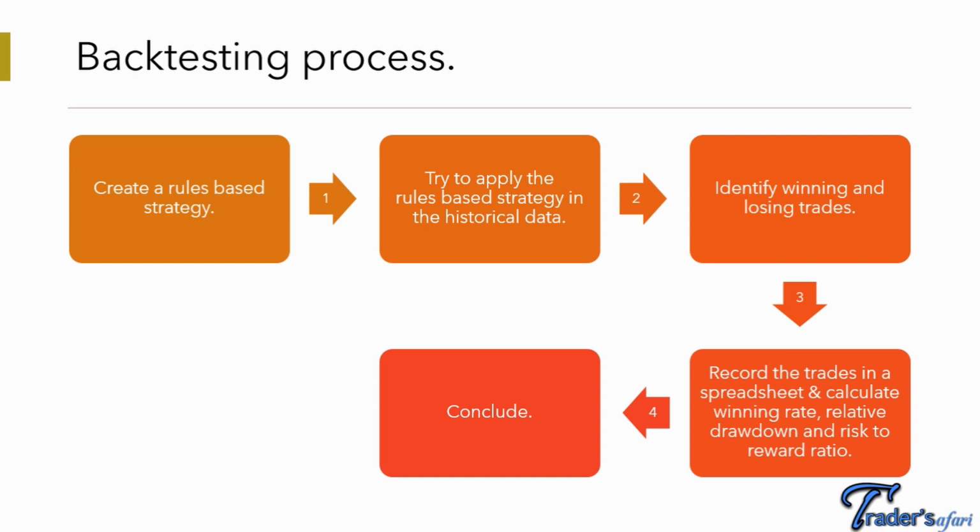Record the trades in a spreadsheet and calculate winning rates, relative drawdown, and risk to reward ratio. As I said earlier, we have to calculate so that we know the gains of the strategy and the drawdown of the strategy. So we have to record the trades we get, we record the number of pips we get, and you might even record the time that you took the trade. So it's up to you.